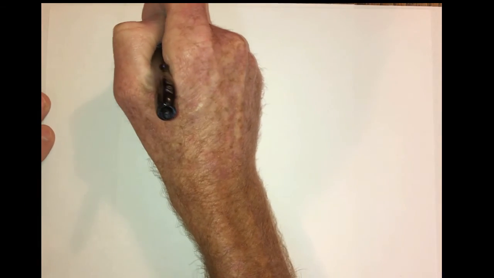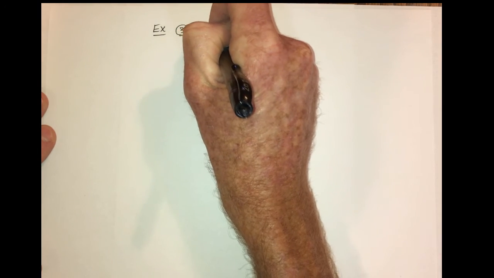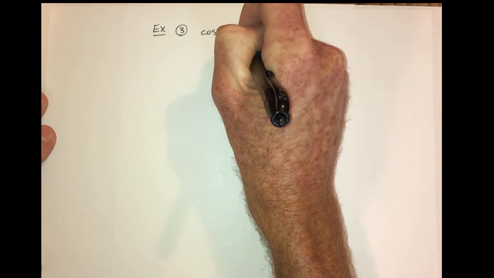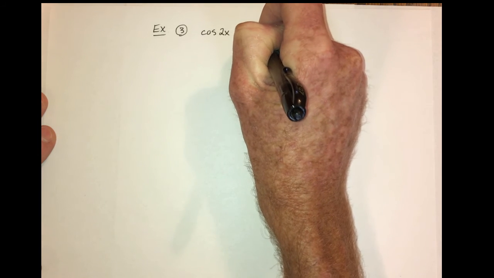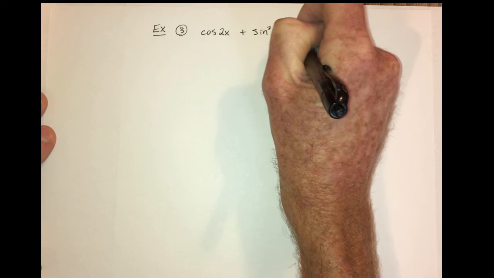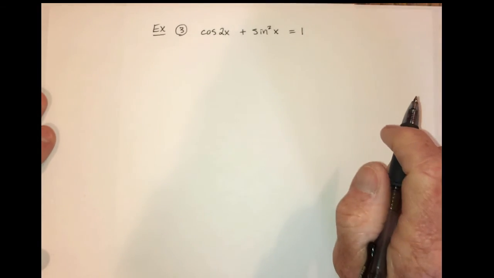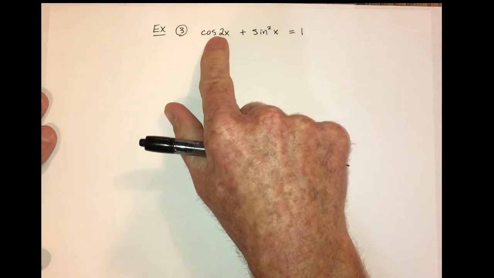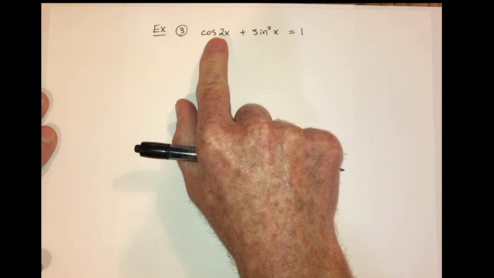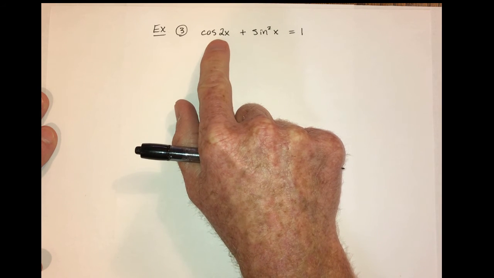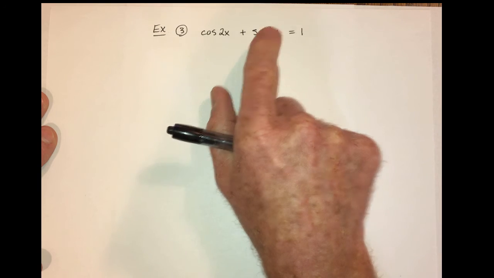And then one more medium one. So this is example number 3. Again, finding all solutions from 0 to 2 pi. How about cosine of 2x plus sine squared equals 1? So we need a trig identity for this one, because we need it to be functions that just have x, like this one does.